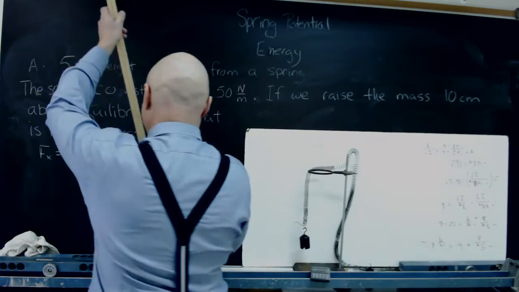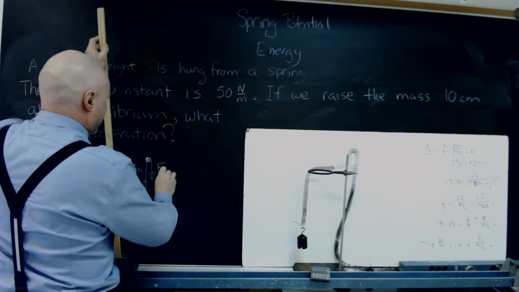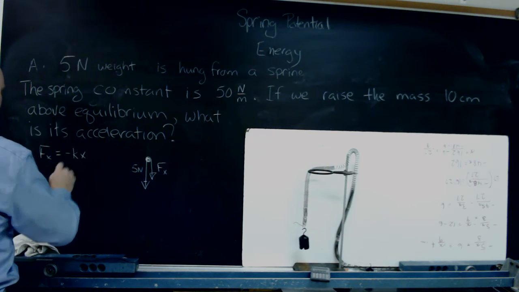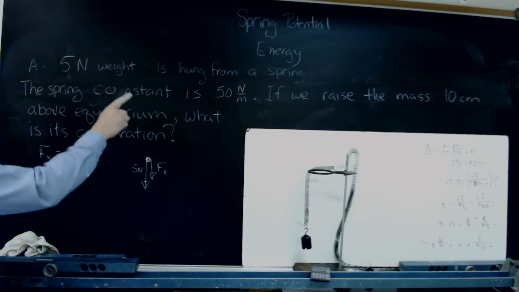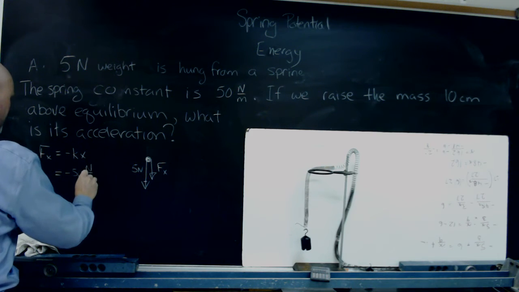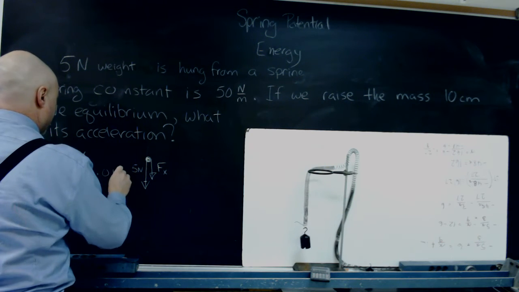As well, the spring is going to be providing some sort of extension force downwards. And so we have two forces. Both of them are acting downwards because we've picked the mass up. And we want to find out what that second one is. And of course, force of extension is equal to negative k times x. And k in this case is negative 50 newtons per meter. And x is 0.1 meters.